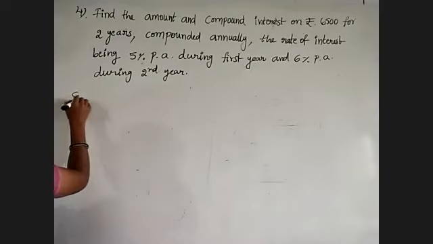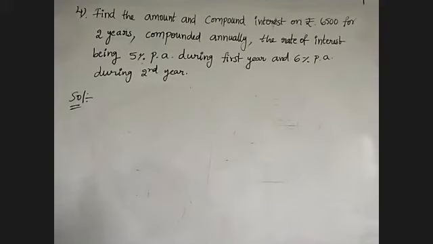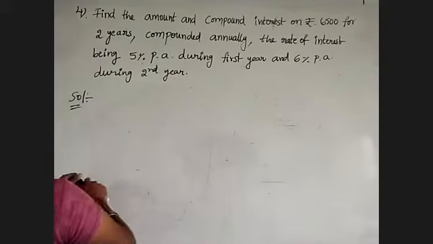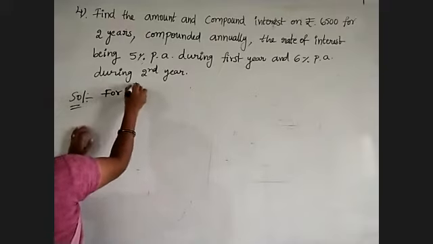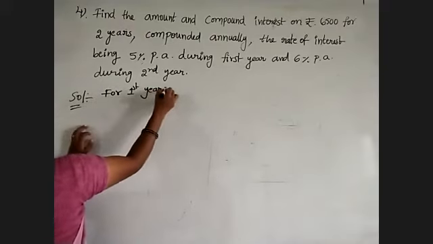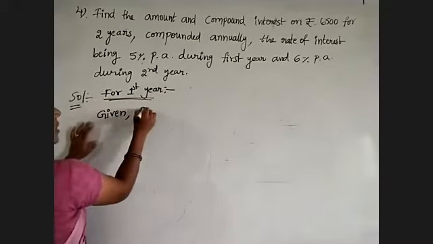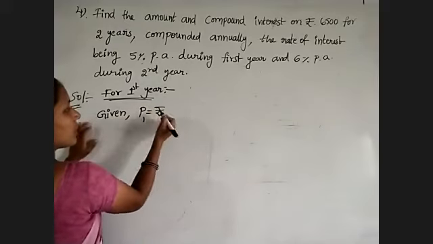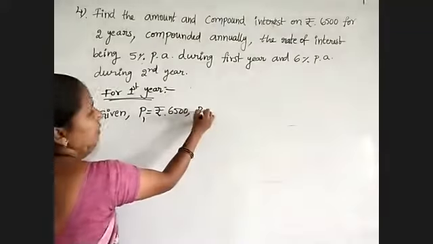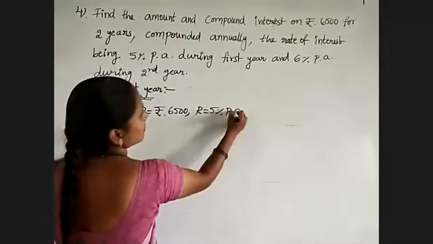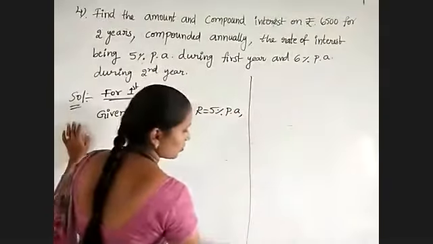Okay, observe the problem. For the first year, what are the given values? Write down. Given principal P1 is equal to 6,500 rupees. Rate of interest is equal to 5% per annum. Okay, and afterwards we will do the second year.